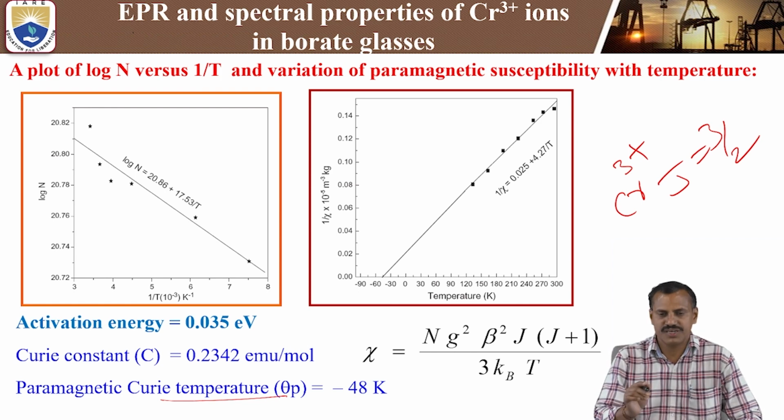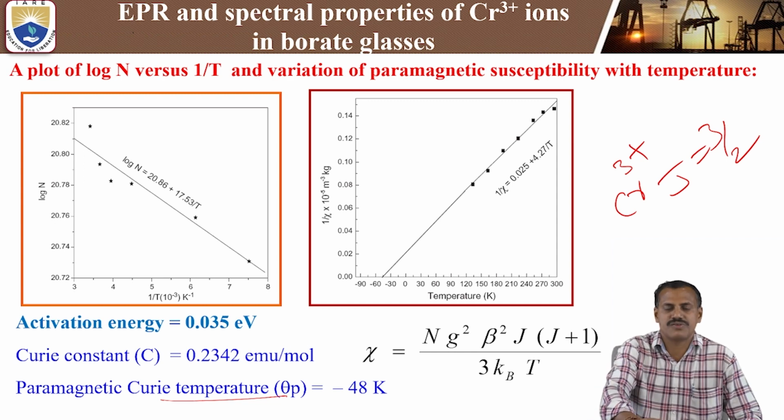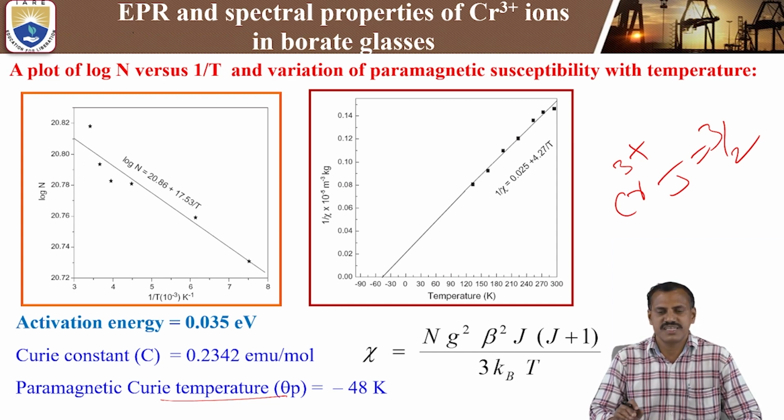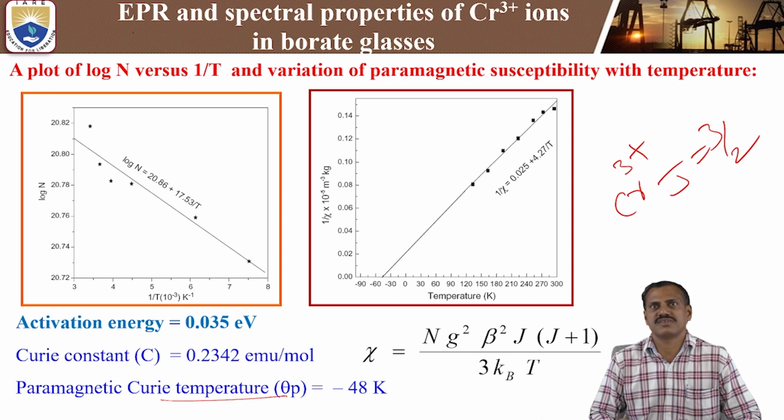So in this case, we are going to calculate the susceptibility, and from the susceptibility, we are going to calculate the Curie temperature. So these are the two graphs: a plot of log N versus 1 by T and a variation of paramagnetic susceptibility with temperature. In these two plots, by taking the ESR signal, we get two important parameters. One is the activation energy, 0.03 electron-volt. At the same time, the paramagnetic Curie temperature also we can calculate by using the ESR signal.